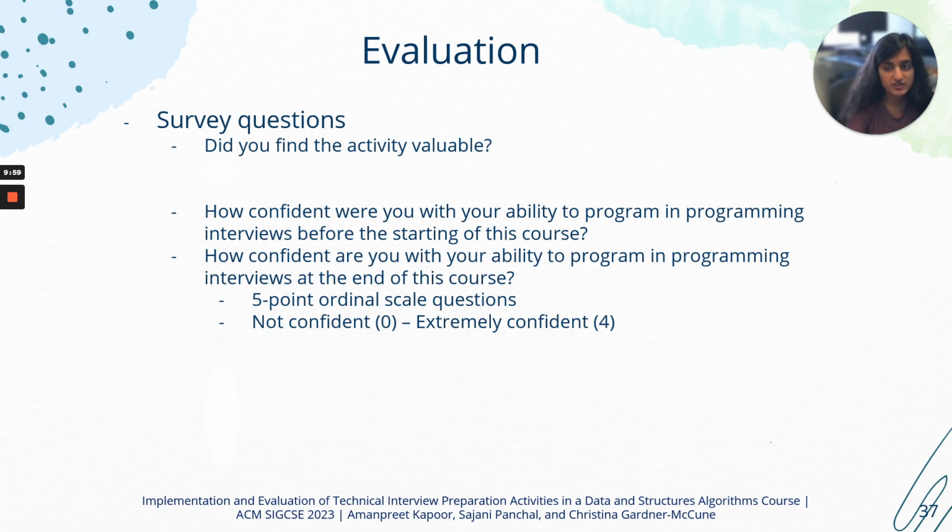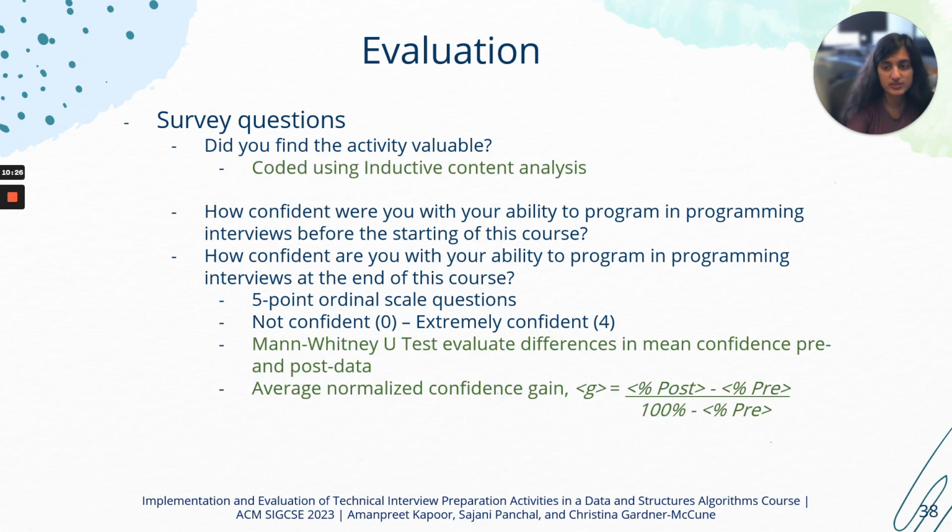We used 3 survey questions in our analysis. First, a qualitative question. Did you find the activity valuable? And then 2 quantitative questions that gauge students' confidence level and their ability to code in programming interviews before and after the course. These questions had a 5-point ordinal scale where students could rate their confidence ranging from not confident to extremely confident.